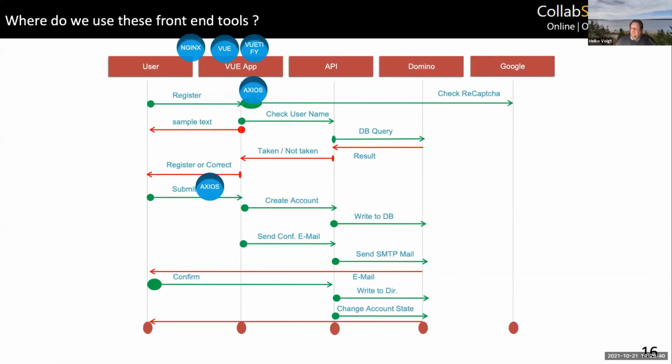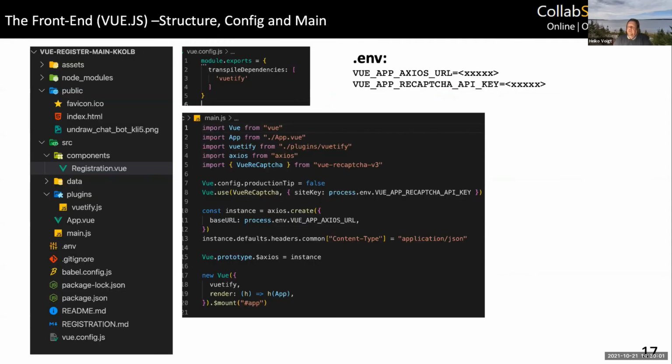Let's head back to the application. So why do you use these front-end tools? Well, of course, the Nginx delivers the Vue application to the browser. Vue and Vuetify are rendering the Vue application, and we use Axios in various instances to make calls against our API, right? So that's basically the way how this front-end application is built up.